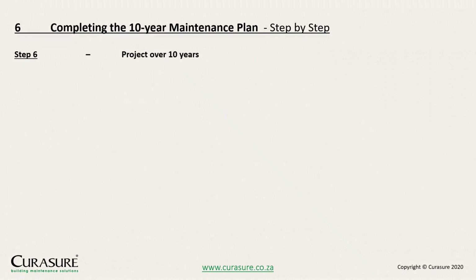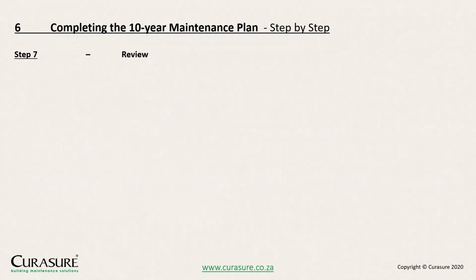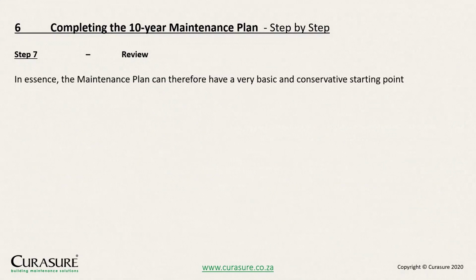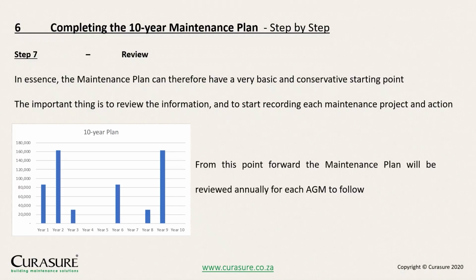The sixth step is then to project this over a 10-year period, in a diagram depicting the maintenance plan over 10 years. As you can see, it is a very basic, straightforward plan and records the items as we have found in the year of review. Importantly, in step 7, in essence, the maintenance plan can therefore have a very basic and conservative starting point. The important thing is to review the information and to start recording each maintenance project and action. From this point forward, the maintenance plan will be reviewed annually for each AGM to follow.